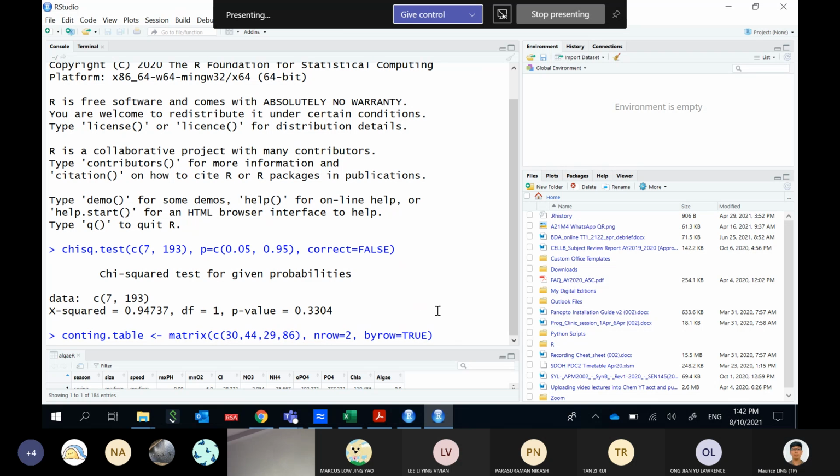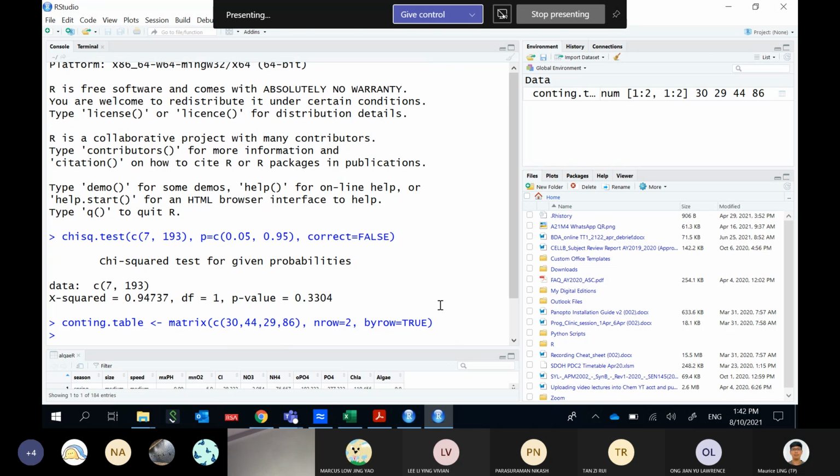So what does this actually mean? First, you put down the values 30, 44, 29, and 26. And you say that you have two rows. So it actually breaks up the four numbers into two rows. That is your contingency table first. And then what you do is you perform a chi-square test on the contingency table.